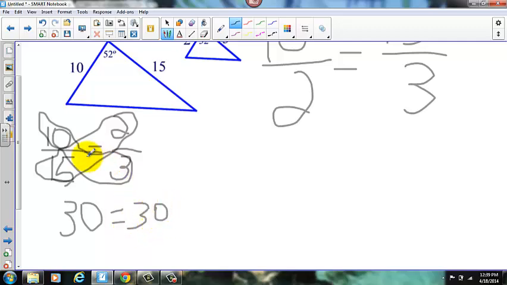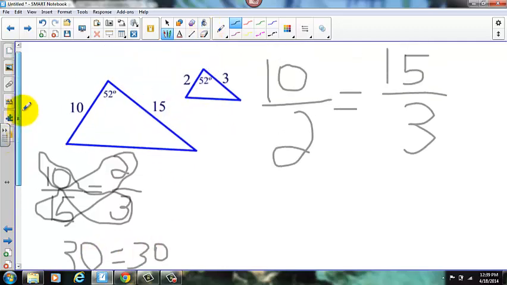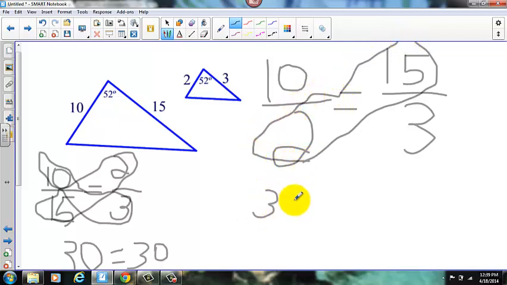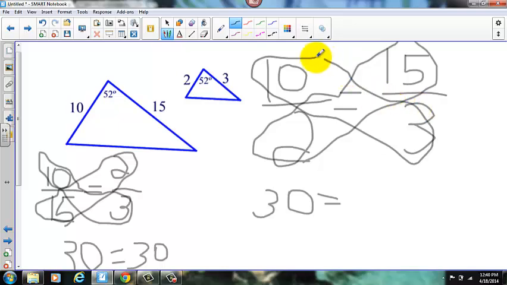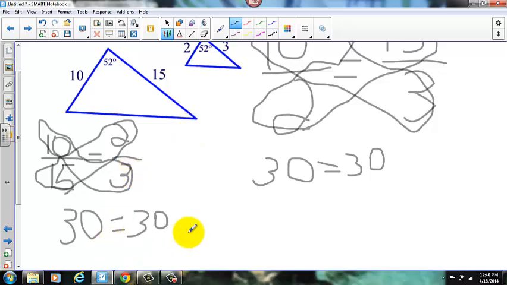Thus, by setting up this proportion, 30 equals 30 is true, so these two side lengths in these triangles are in proportion. Let's just check to make sure that this equals the same thing. So cross multiply again. We get 30 equals 10 times 3. We get 30. So that just shows you that either way that you set up the proportion, it's still going to equal the same thing. So we know that these two sides in these triangles are in proportion and the included angle is congruent. So we can state that these two triangles are similar by side, angle, side.